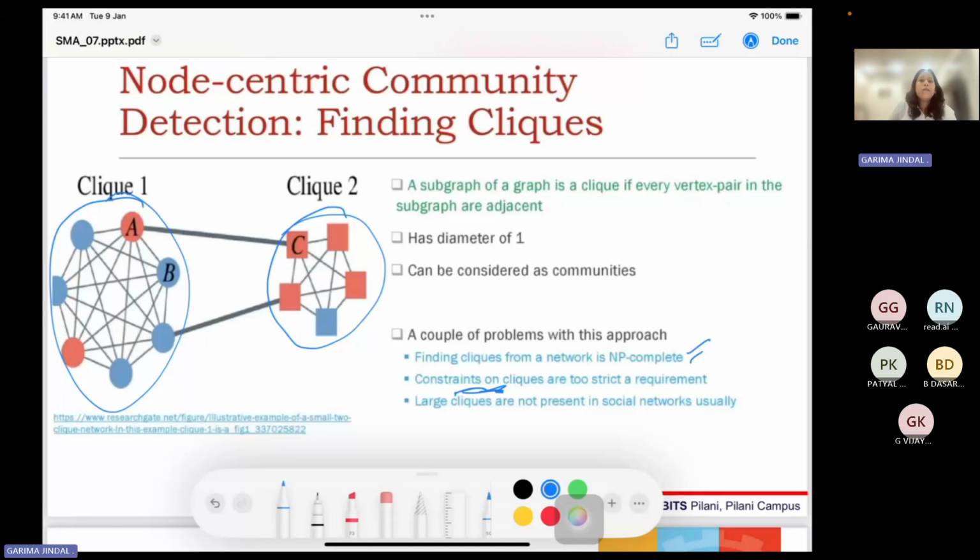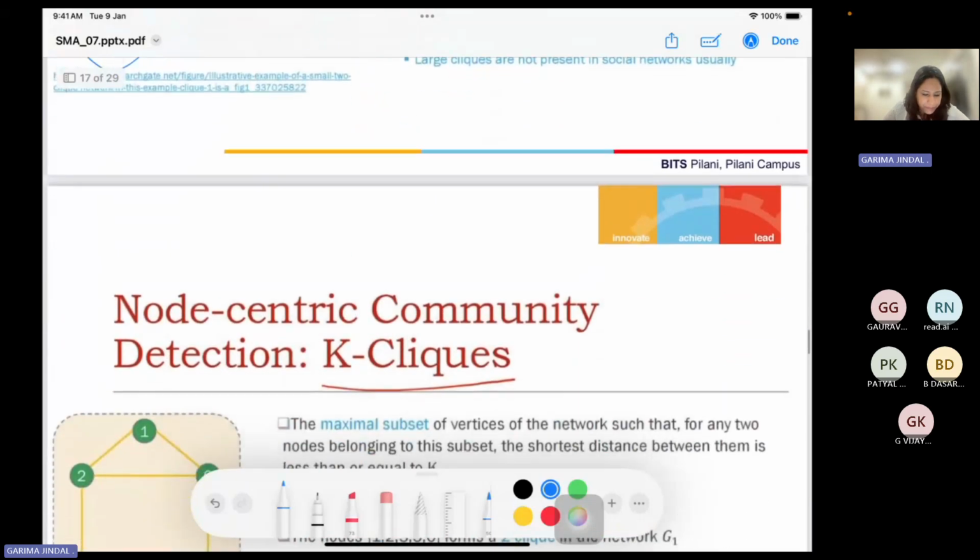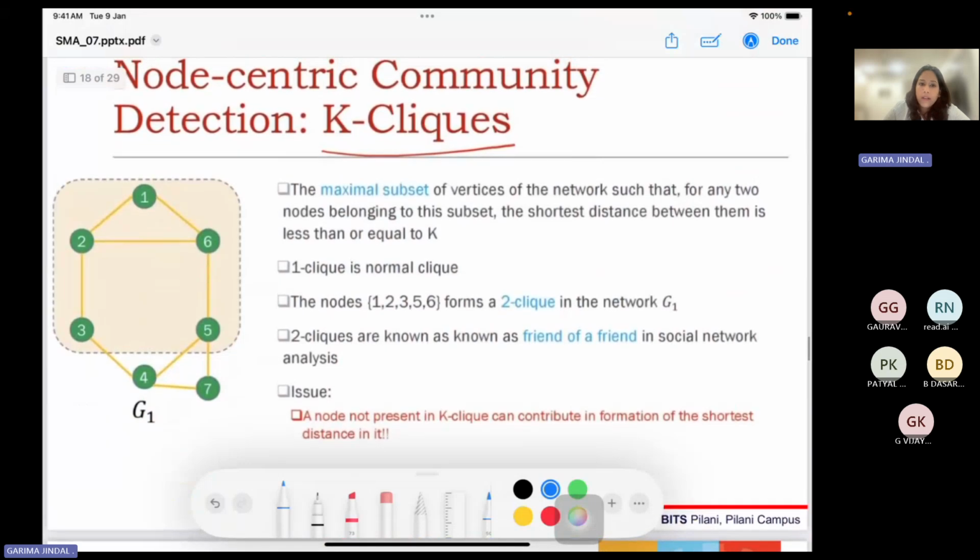Secondly, real-world networks are very large, and these are social networks. Generally, there are situations where there are no cliques in the network. So how will you identify the communities in such a network? There was a need for another method that could identify the communities. Then they thought of relaxing the condition on cliques, and they came up with another algorithm, that is k-cliques.